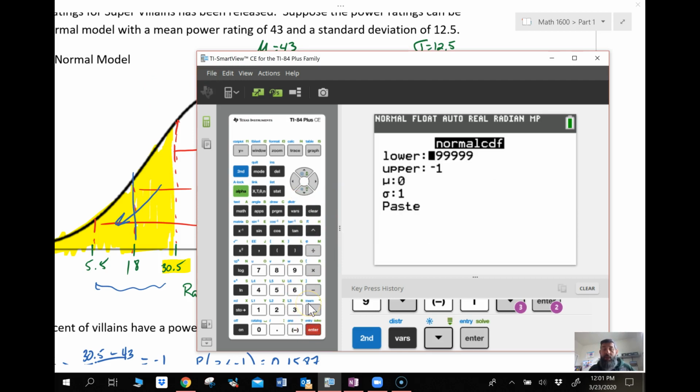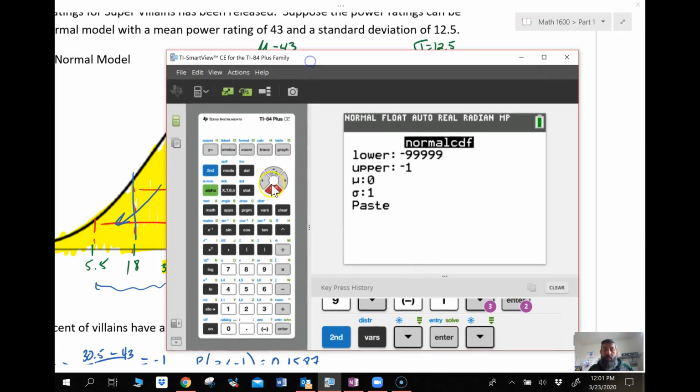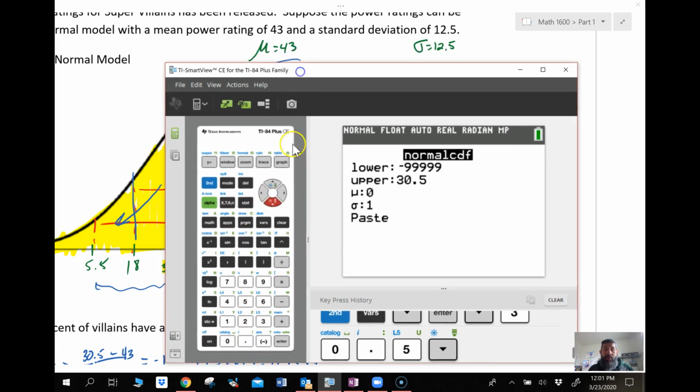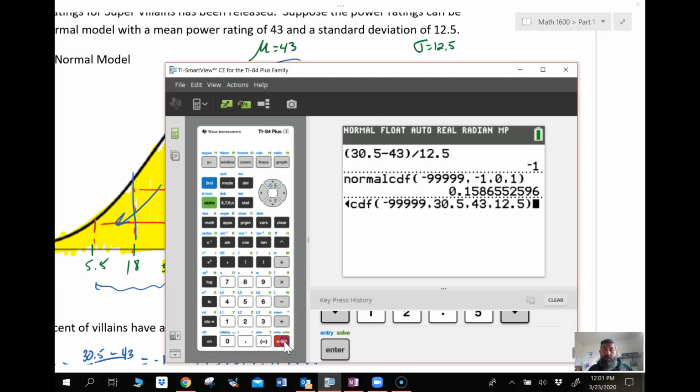Our lower we're going to keep as -99999. It's going to be pretty low. But our upper now is going to be the values that we already have. So this value is 30.5. And now my mean, I'm using the mean that's given, which is 43, and my sigma, 12.5. Then I'll go ahead and paste that. Hit enter again. And we get the same answer.